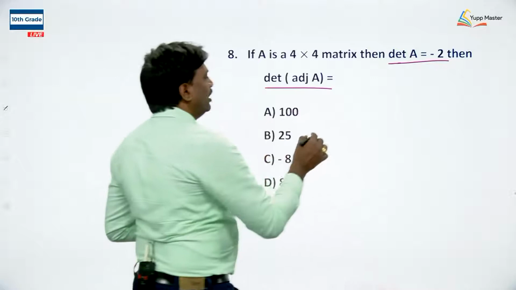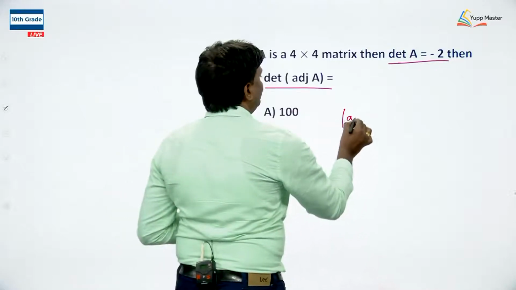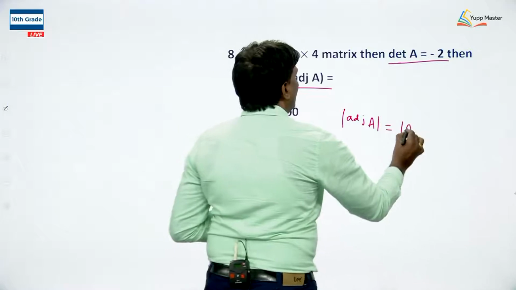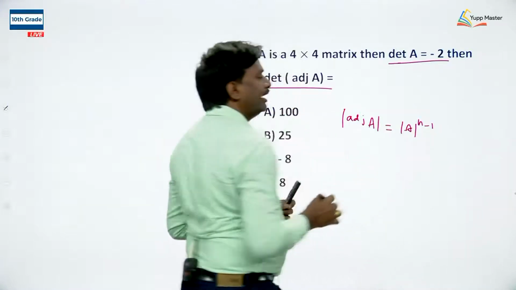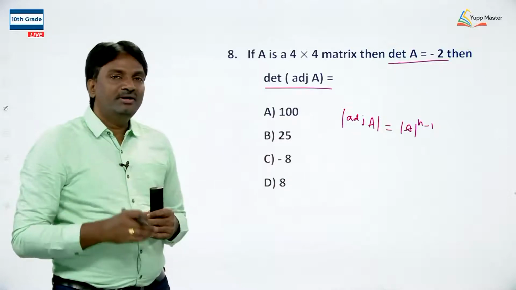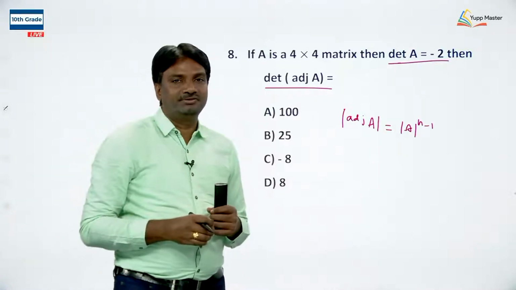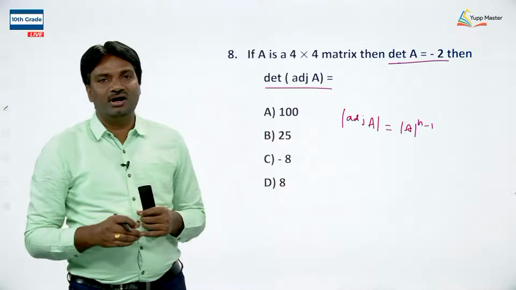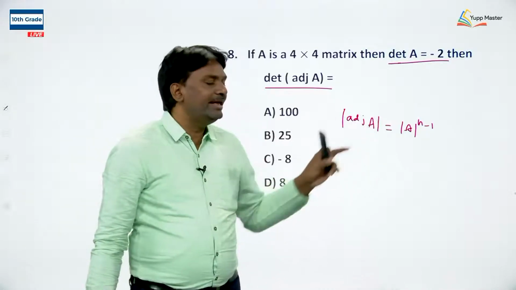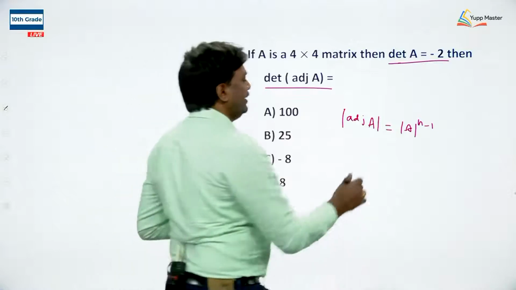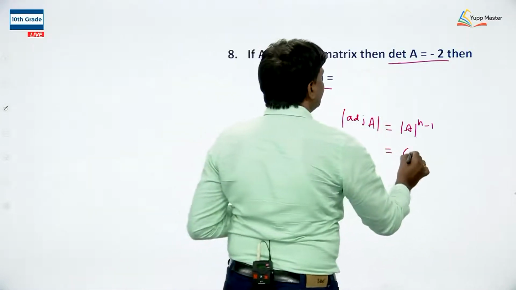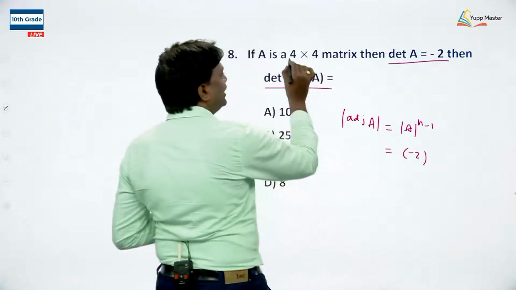So here we have the formula determinant of adjoint A equal to det A power n minus 1. This is the property of the adjoint of a matrix. If A is a square matrix of order n by n, then we can write determinant of adjoint A as det A power n minus 1. So that is, det A is given as -2, power n minus 1.